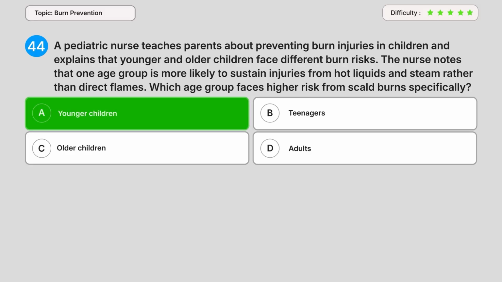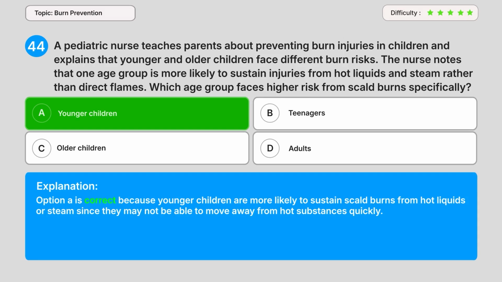Correct answer A. Younger children. Explanation: option A is correct because younger children are more likely to sustain scald burns from hot liquids or steam, since they may not be able to move away from hot substances quickly.